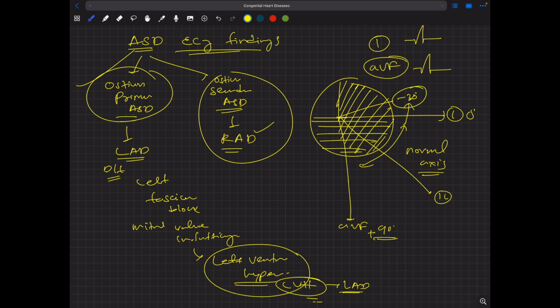And from minus 30 degree to minus 90 degree, this part is called left axis deviation. So where will we see left axis deviation? Left axis deviation is seen in case of left ventricular hypertrophy. In case of LVH, we will see left axis deviation. And this is called right axis, plus 90 to plus 180 degree. This is called right axis deviation. In case of right ventricular hypertrophy associated with right bundle branch block, we will see right axis deviation. So let us discuss more about this.